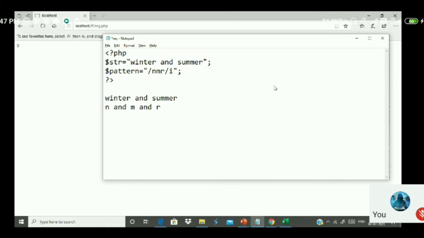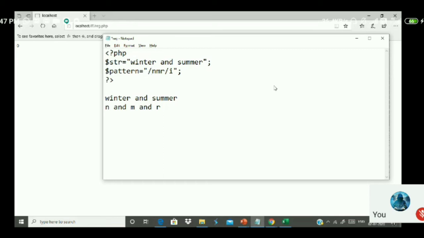If I type NMR, that means it will find the word called NMR. Sir, if we give preg_match_all, it will count the numbers of n, m, and r and give the total value, no, sir. Yes, that is correct. But if I write the pattern like this, it will search only the word called NMR. Is any word NMR existing in winter and summer, ma? No, sir. I have to find individually the number of times n, m, and r appear. I have to mention in a set.